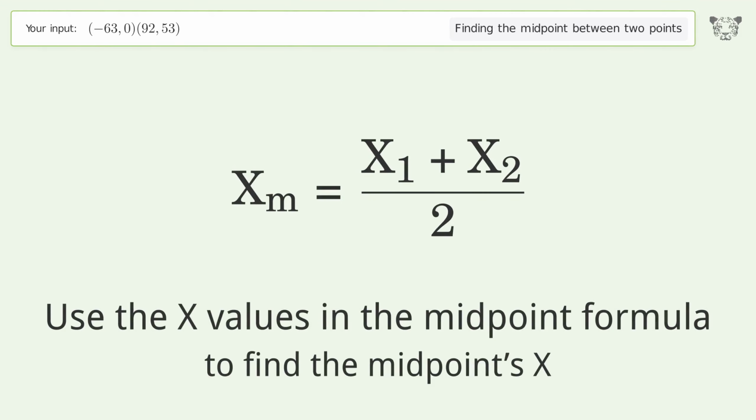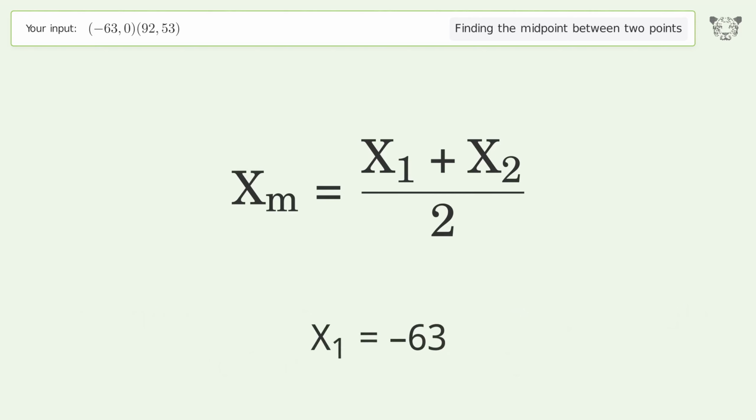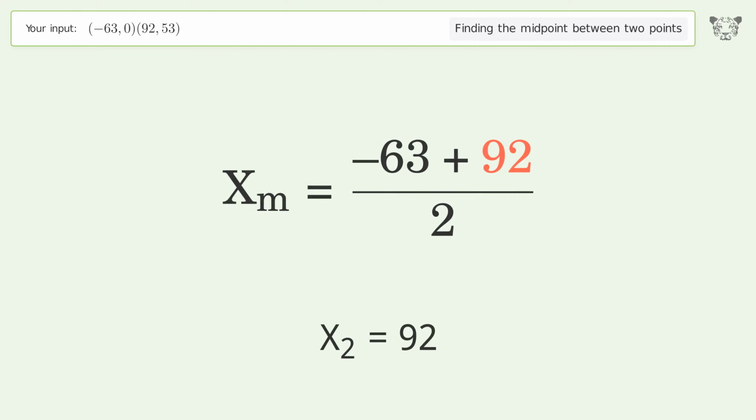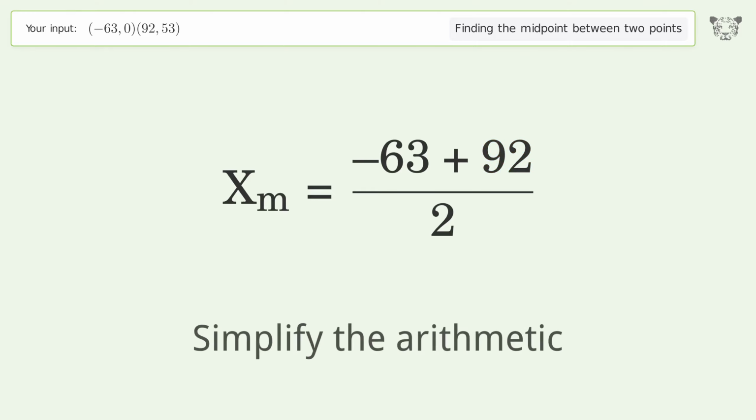Use the x values in the midpoint formula to find the midpoints x. x1 equals -63. x2 equals 92. Simplify the arithmetic.